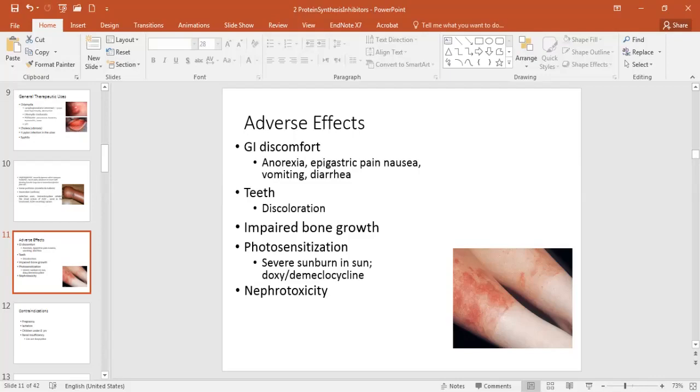Photosensitization, it causes photosensitization، نوع من التحسس لأشعة الشمس، فاللي ياخذون تتراسايكلين ممكن يحصل عندهم severe sunburn in the sunlight، كما يحصل مع الدوكسايكلين والديميكلوسايكلين. وبعد شيء يصير عندهم photosensitization as you can see here in this picture. وبعد أيضا ممكن يحصل nephrotoxicity.